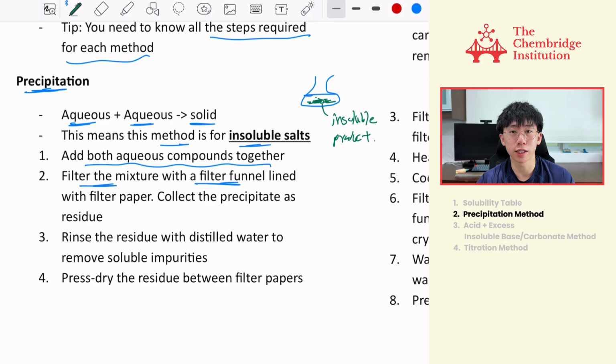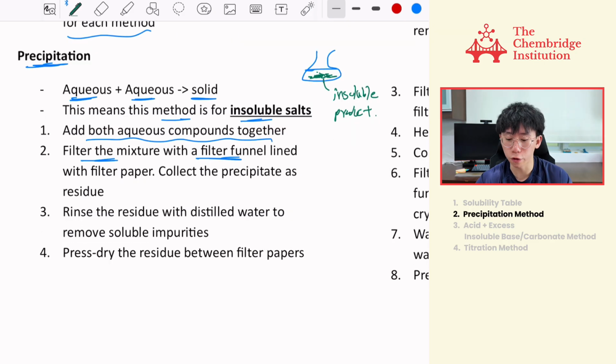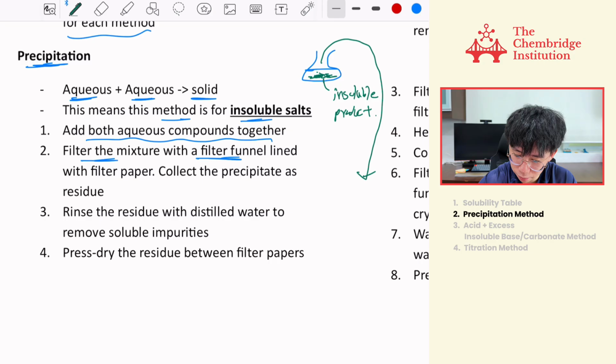Then for our separation, we have learned in our separation techniques that to take out a solid from a liquid, we need to do a filtration. So we're going to filter the mixture with a filter funnel lined with filter paper. And when we do this, we pour this into our filter funnel, lined with some filter paper.